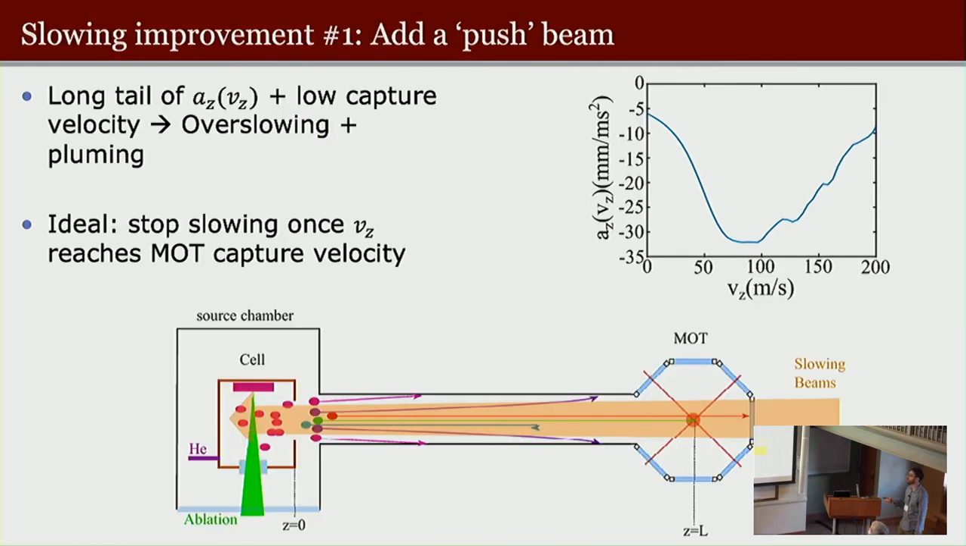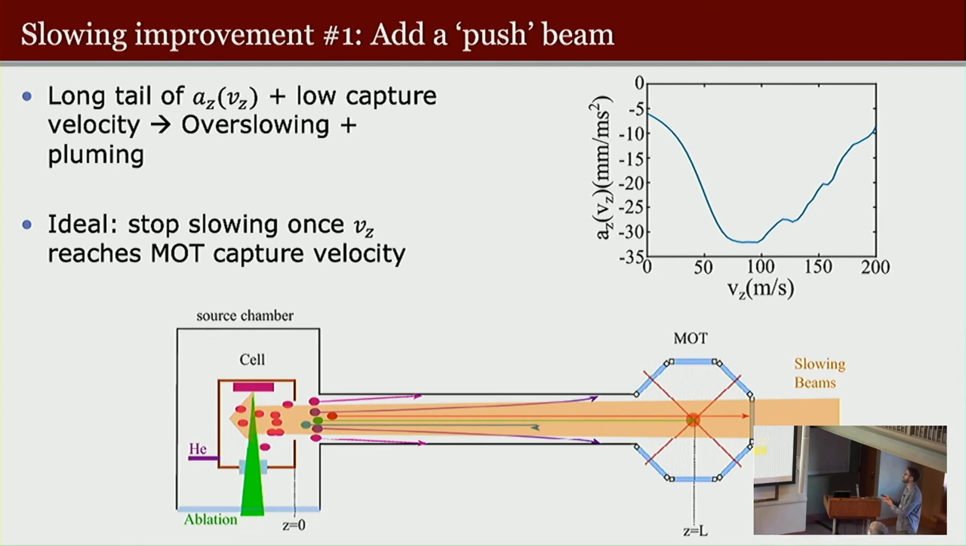Okay, so finally, we'll talk about some improvements to the laser slowing. I mentioned earlier that if you apply the white light slower, we find in our simulations that you get a very broad tail in your deceleration profile. That long tail, plus a fairly low capture velocity in your MOTs, means you're very likely to wind up both overslowing and increasing the amount of pluming.